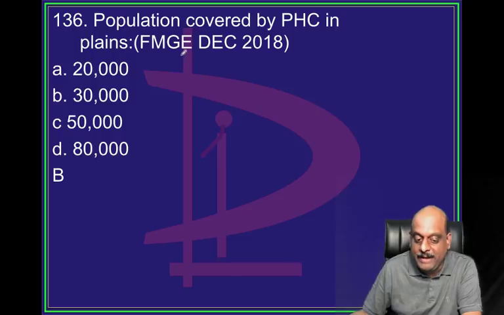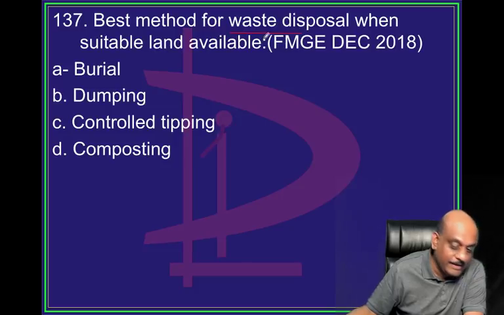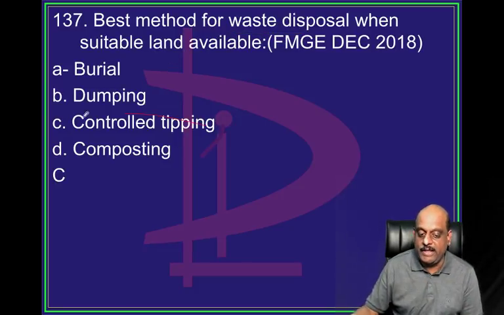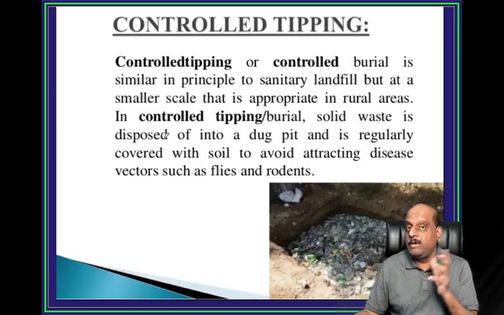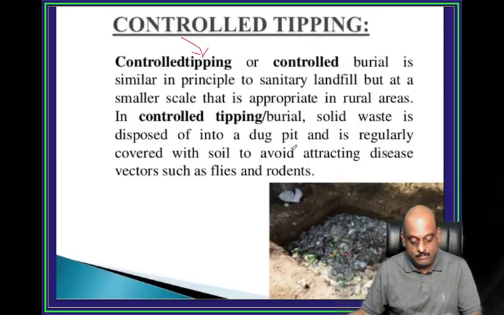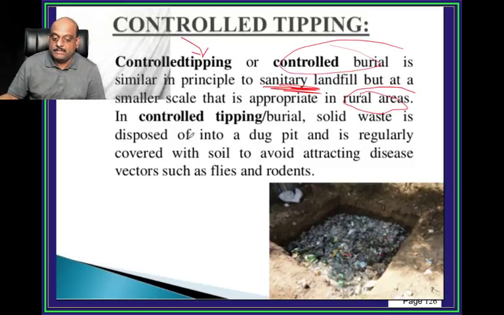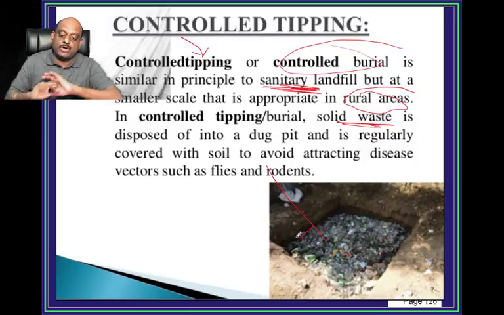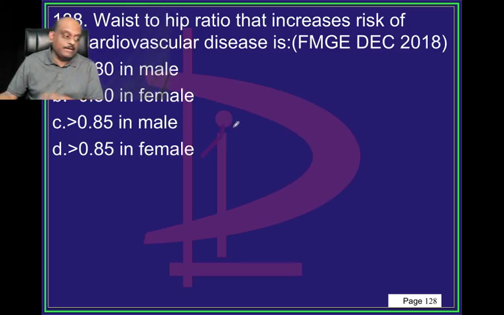Population PHC in plains 30,000. Best method for waste disposal when suitable land is not there is controlled tipping. When suitable land is available, controlled tipping or controlled burial is very similar to sanitary landfill, right? In rural areas you can do this. So the solid waste is disposed into a dug pit is what you need to remember, and that is being covered with soil so that you are not attracting flies and rodents. Controlled tipping. So if you have suitable land, you can do that.